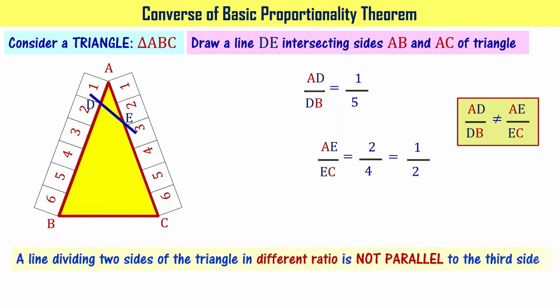When you observe the figure, you can say that line DE is not parallel to line BC, right? Let's write that. A line dividing two sides of the triangle in different ratio is not parallel to the third side. That's what we have seen. Line DE is dividing two sides, AB and AC, in different proportion. That is 1 by 5 and 1 by 2, right? And as you see from the figure, it is not looking parallel to the third side, side BC. That's what we have written here: a line dividing two sides of the triangle in different ratio is not parallel to the third side of the triangle.